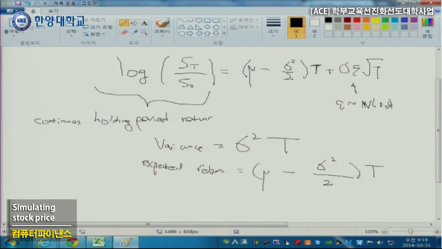But then the question is why we have minus sigma squared over 2. Okay, that seems a bit strange, right? So basically we want to capture expected return using the first part.